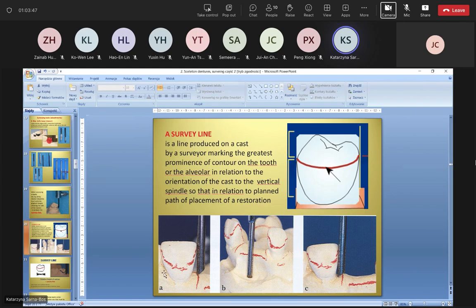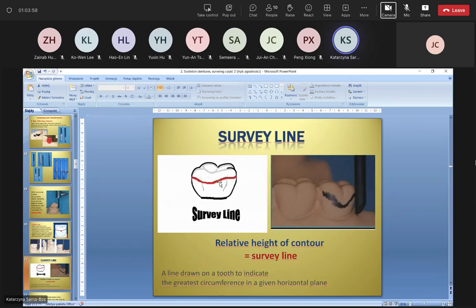So this is the survey line, which is produced on the greatest prominence, the greatest convexity of the tooth. We can also call it the relative height of contour. As you can see, the relative height of contour has the same meaning as the survey line. This is a line drawn on the tooth to indicate the greatest circumference in a given horizontal plane.